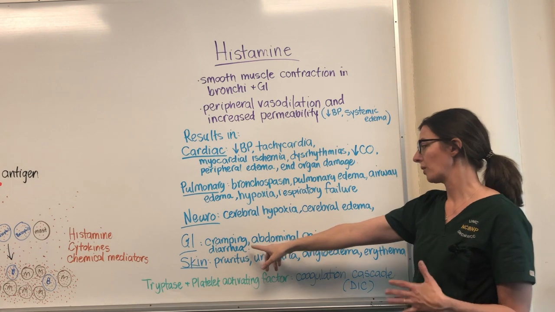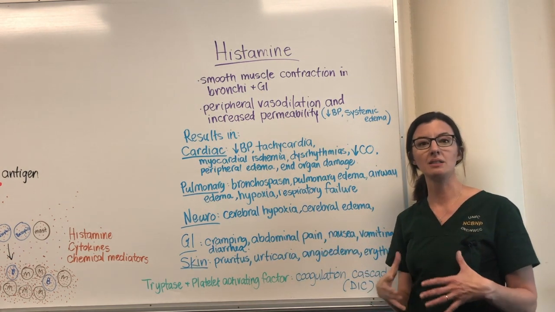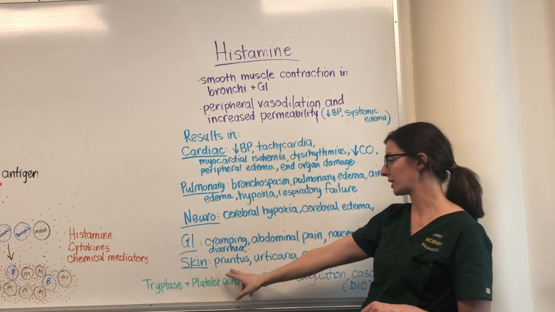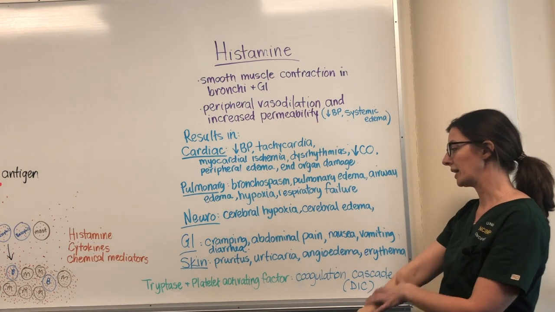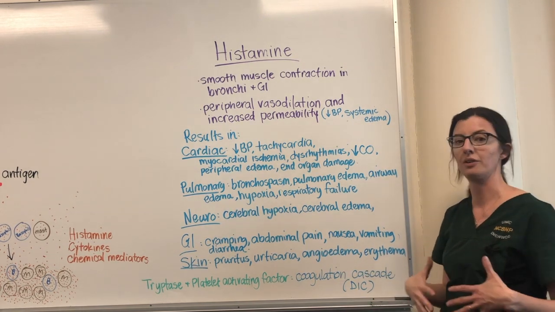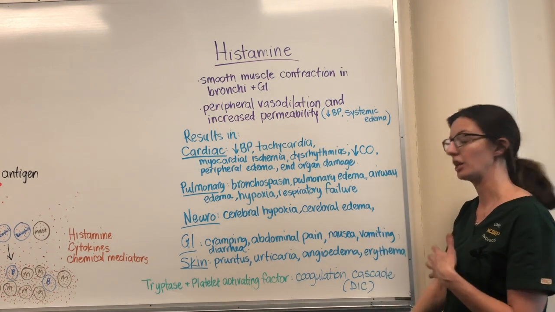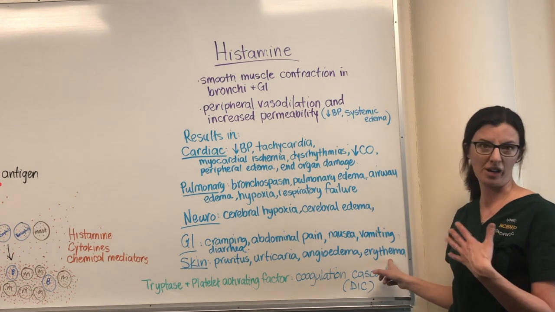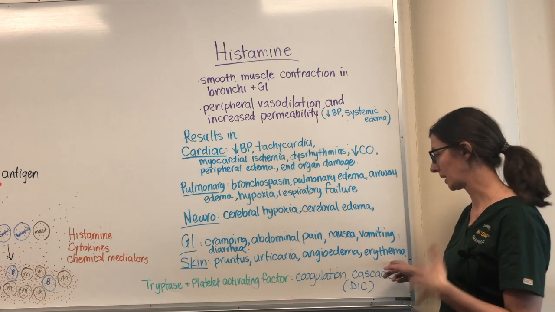In the GI, we talked about cramping and abdominal pain, nausea, vomiting, and diarrhea. Again, that's because of that smooth muscle contraction that happens due to the histamine reaction. And in our skin, we're going to have localized swelling, so pruritus and urticaria, and we're also going to have angioedema, so that's like just general overall swelling that you're going to notice all over the body, and erythema, so areas of redness, and that usually starts happening up in the chest area, but it can happen anywhere in the body.